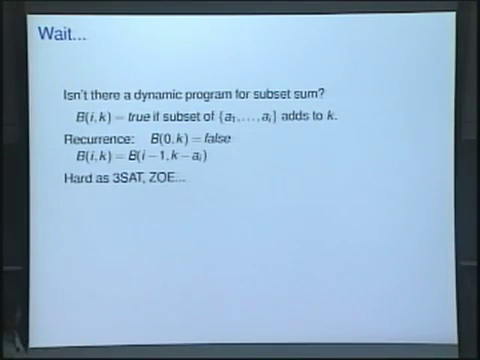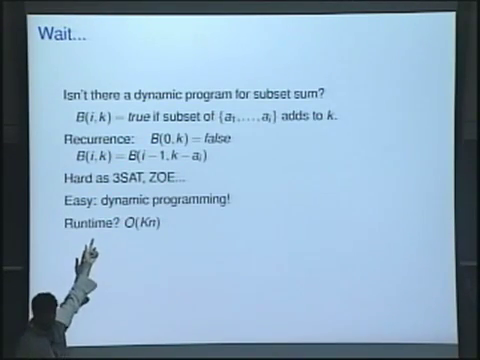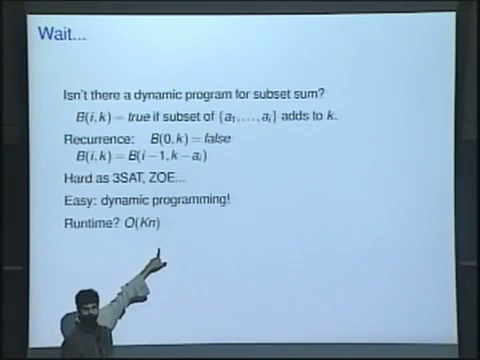It seems pretty fast. So first of all, I said it's as hard as 3SAT or 0-1 equality or three-dimensional matching, but it's easy because of the dynamic programming. So let's look at the details of what we mean by hard and easy here. It's easy in the sense that we can bound this running time. It's O of k times n.